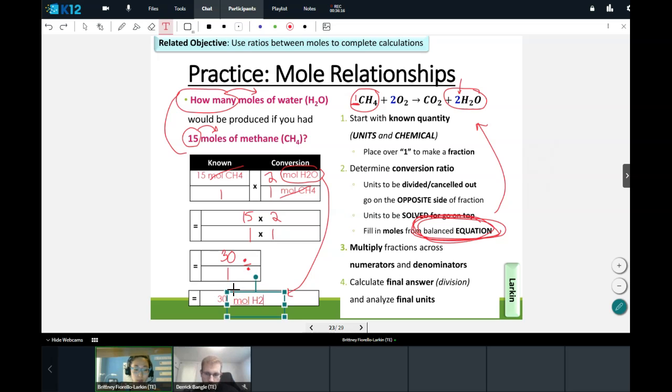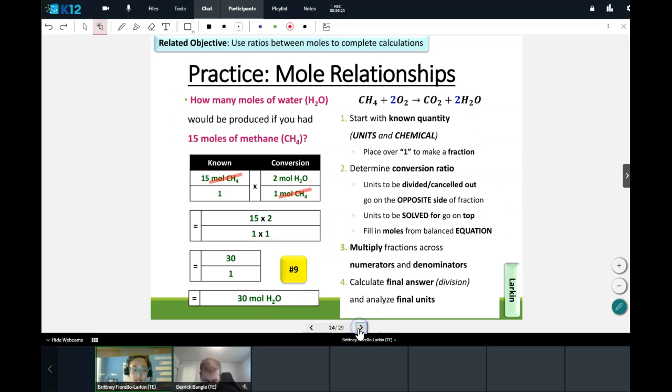Absolutely. So again, what we just determined is that the question was how many moles of water would be produced if you had 15 moles of methane? Well, 30 moles of H2O. Amazing. This is the answer to number 9. First box is 30. Second box is MOL space H2O. Okay, don't need to do anything special with that 2.